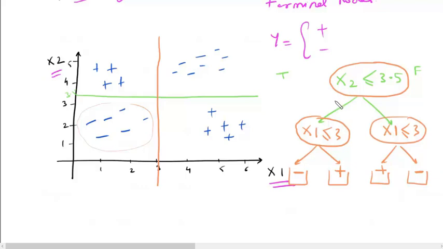The mathematical function which maps my independent variable with my dependent variable y is a series of functions in this case. And it comprises both the independent variables x1 and x2. In the previous example, we just used x1. Here we are using both x1 and x2. So x2 is less than 3.5 represents this area. Now within this area, we are further splitting the data based on x1.